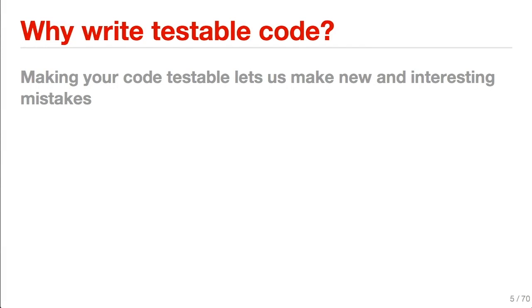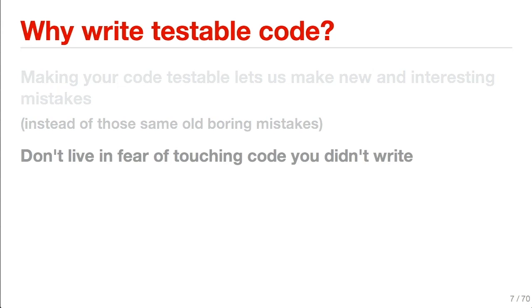So first off, let's talk about why we should even think about writing testable code. As software engineers, all we do all day is make mistakes. And the worst thing in the world for an engineer is to make the same mistakes over and over again. When you write testable code, you can start making new and interesting mistakes that you've never made before. Anybody who learns throughout their life finds that making mistakes is the only way you learn. So let's all make new mistakes instead of old, boring ones.